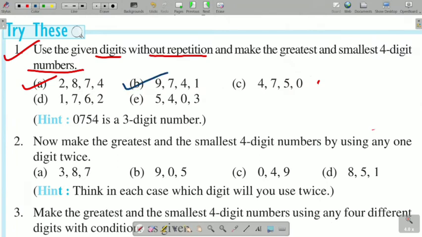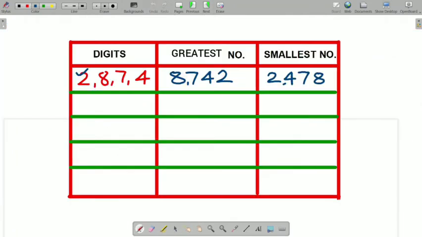B, 9741. So 974 and here I will write 1. So once again, to find the greatest number, just pick out the greatest digit. Among 9741, which is greatest? No doubt it is 9. Then smaller is 7, then smaller 4 and smallest is 1.